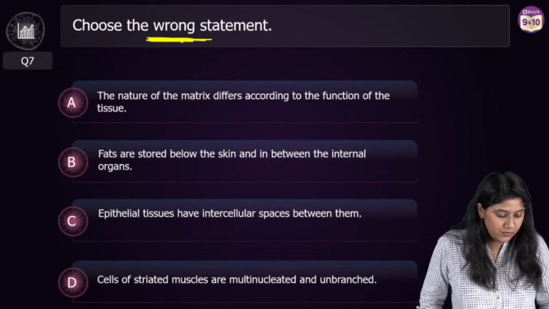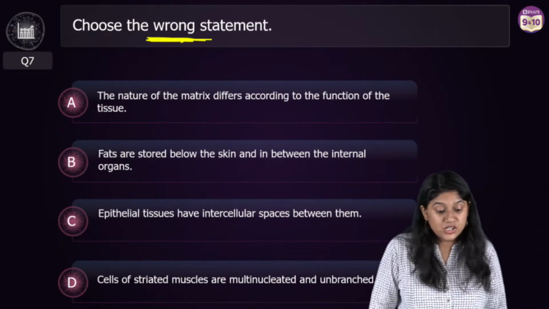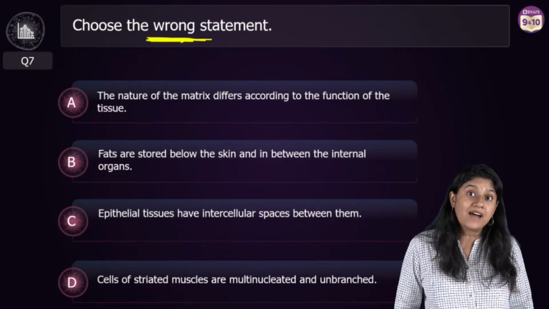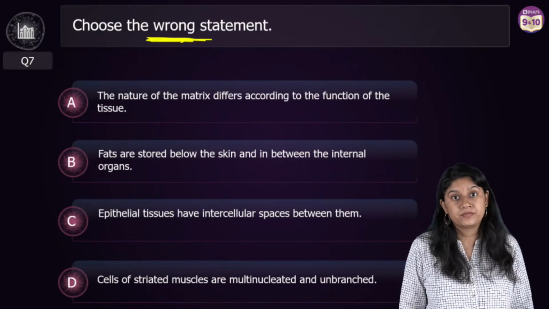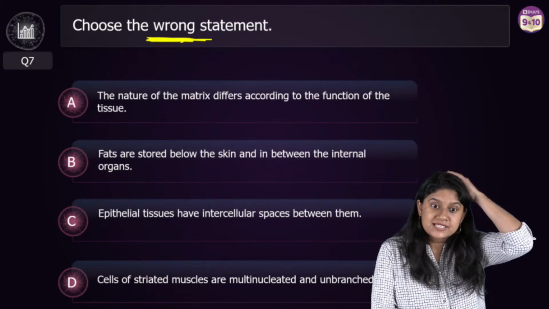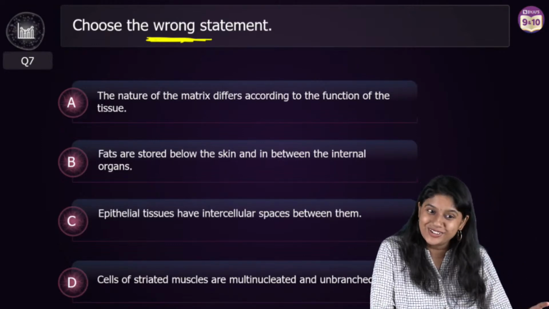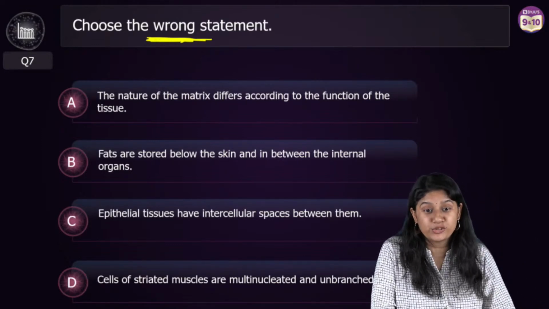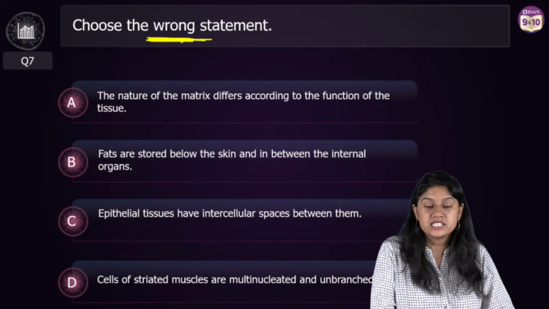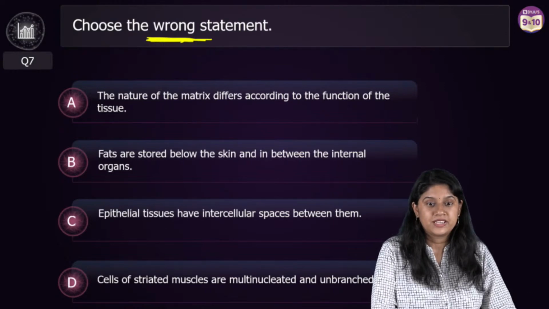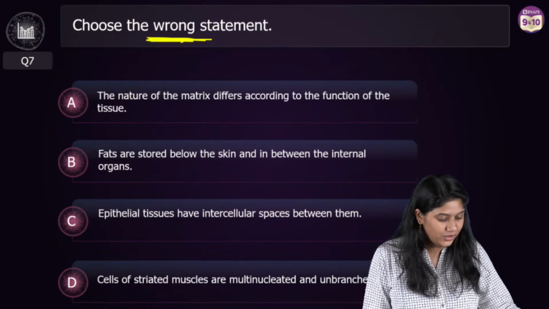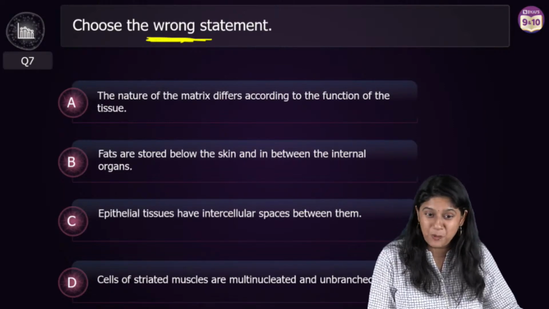Wrong statement, everyone. The nature of the matrix, I'm sure you remember this. We have studied this in detail in the areolar tissue, the dense matrix that we have. Easy peasy. Okay, very good. Lots of love to each one of you. Yes, Pragati, plastids do contain DNA. Okay. I can see a long chain of the correct answer, and let's end the poll.